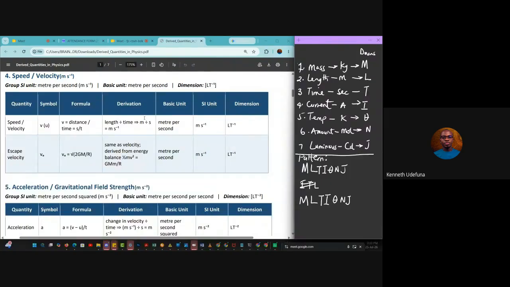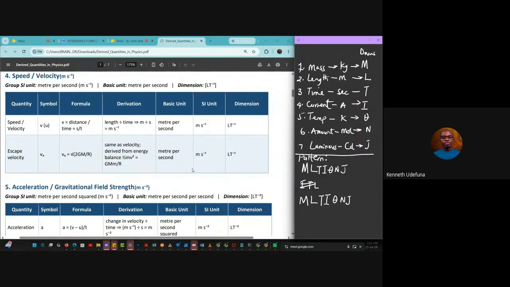Let's go back to this. Look at this one. For speed, we have dimension of L and T. You see, they wrote L before T. M was not included because M is not in this. This dimension doesn't start from capital M, and because it doesn't start from capital M, what we normally do is start from L. So we have L and T. You see the pattern, L, T, and so on.